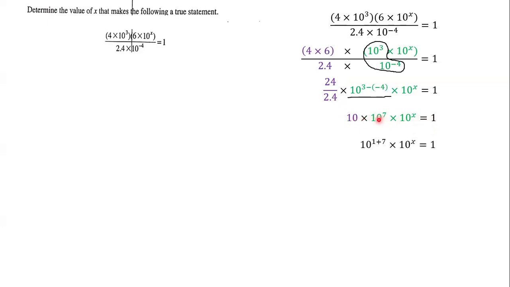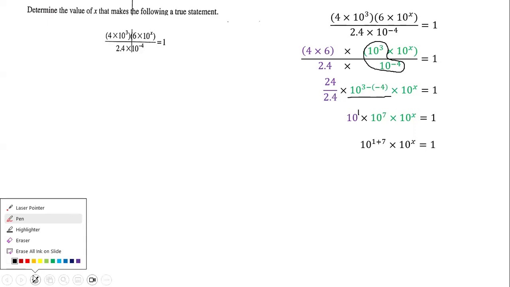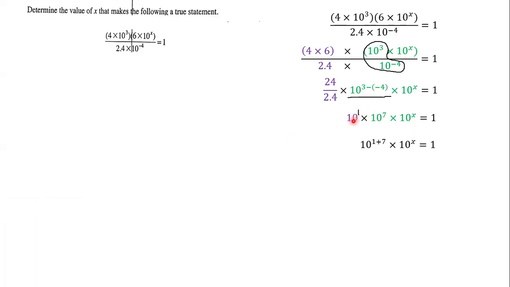Next, we have two terms that have the same base. And so whenever you have two terms that have the same base and you're multiplying them, then you must add the powers. Now, this number right here, its power is going to be 1. So if we have 10 just by itself, its exponent is just 1. So this is going to be 10 raised to the power of 1, because 10 raised to the power of 1 is simply 10. And so we have 10 to the power of 1 multiplied by 10 to the power of 7. Now we have to add the powers. So it's going to be 10 raised to the power of 1 plus 7 multiplied by 10 raised to the power of x is equal to 1.